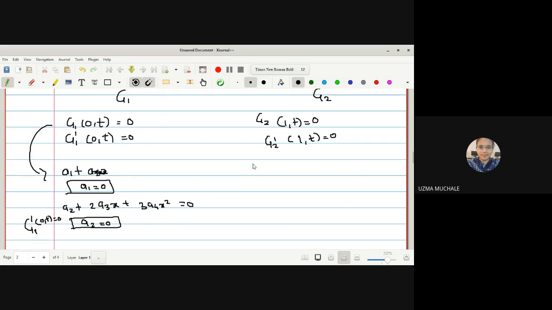Now let us evaluate g2 of 1,t. This is B1 plus B2 x plus B3 x square plus B4 x cube equal to 0. So if I put 1, we get B1 plus B2 plus B3 plus B4 equal to 0. You can name this as, say, equation number 5, and this is 6, this is 7th one.